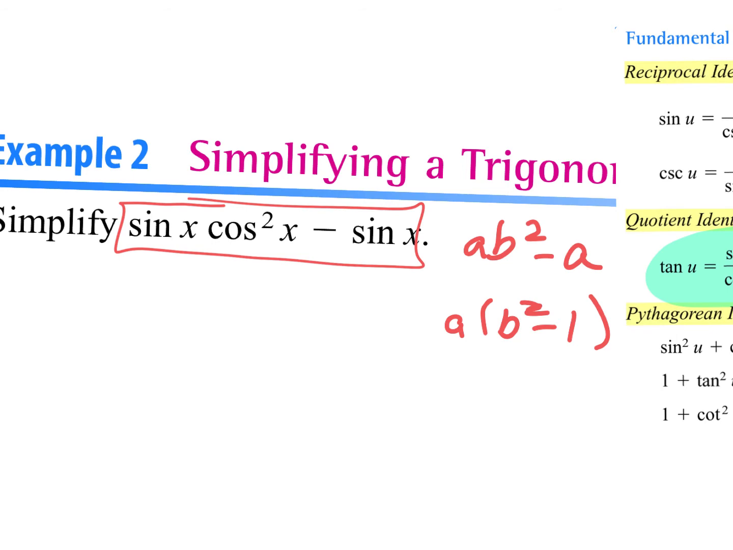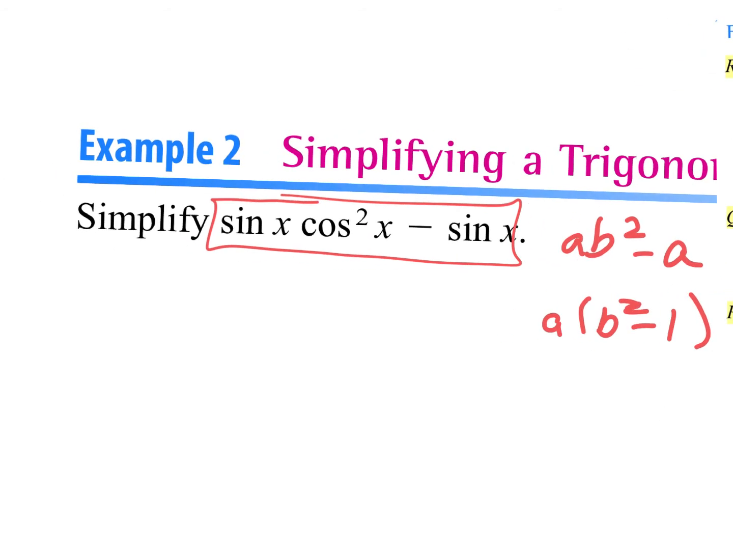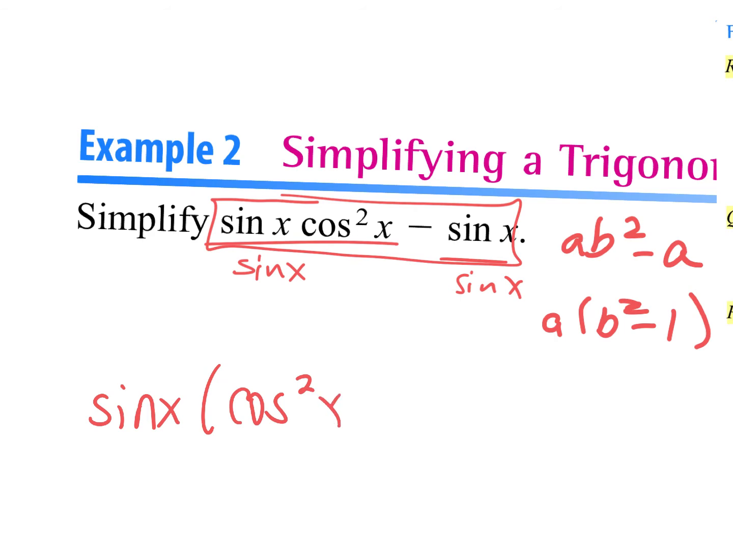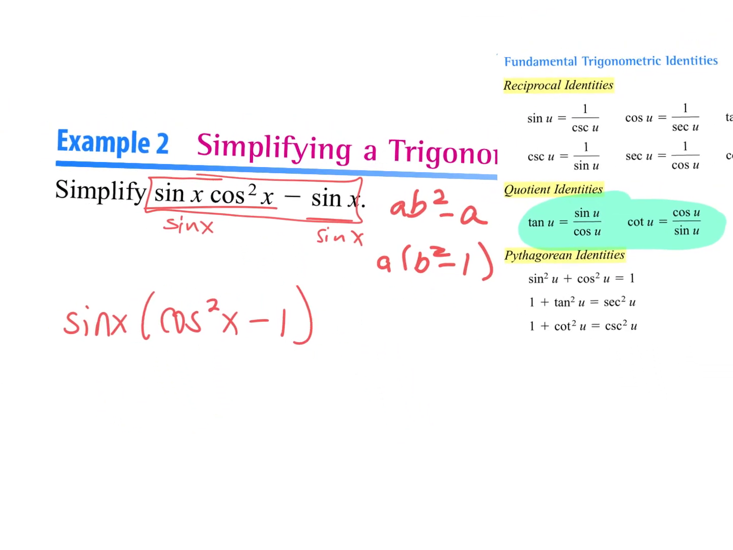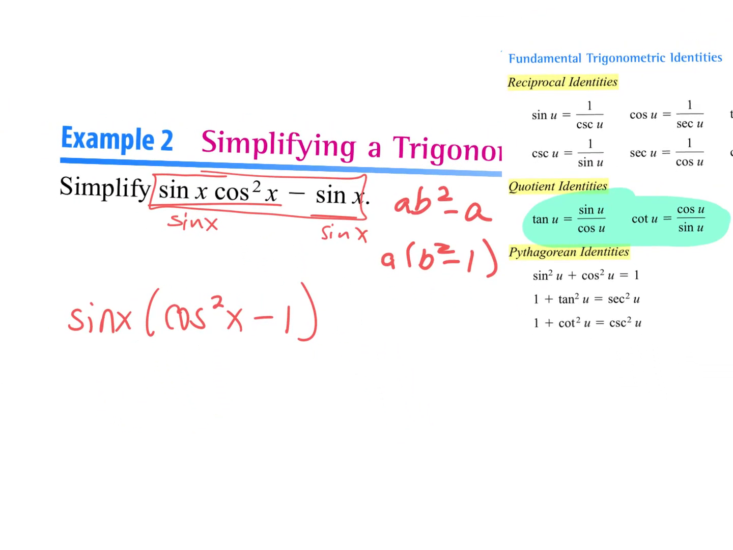What can I factor out of sine x times cosine squared x minus sine x? They both have a sine x. So I'm going to take that sine x out. And when I divide by sine of x, I'm left with cosine squared x minus 1. Does everybody agree? Yes? Okay. So let's look at our identities. Okay, sine's pretty simplified. Cosine squared x minus 1. I told you, if you have a trig function squared with a plus or minus 1 attached to it, where should we look?